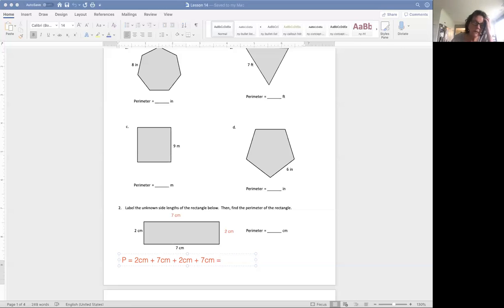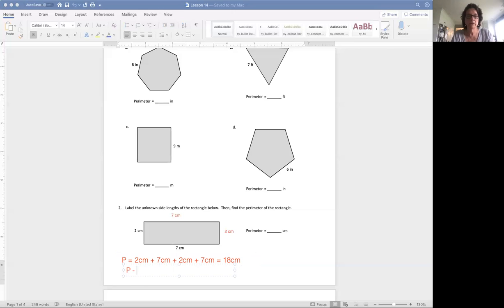Okay, if we add 2 centimeters plus 7 centimeters plus 2 centimeters plus 7 centimeters, we will get 18 centimeters. That is the perimeter of that shape. But we could also do it another way. I see 2 sets of 2 centimeters and 2 7 centimeters. So we could also write this for our number sentence to find the perimeter.